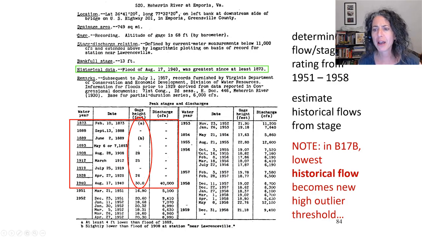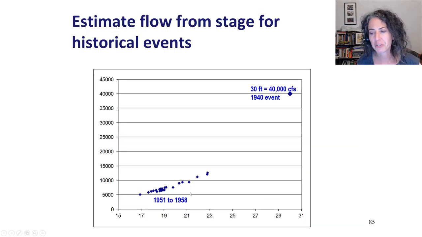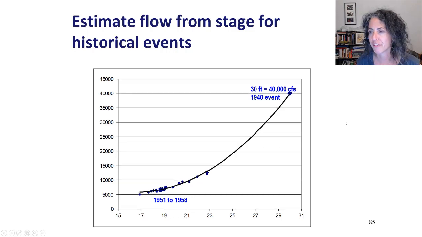All right, finally, we have this information about stages in several historical years. They don't give flow estimates, but I decided to make this a more interesting example to do a little bit of estimation. So I plotted flow versus stage from that table from 1951 to 1958, and then also brought in the estimate of 40,000 CFS for a stage of 30 feet.